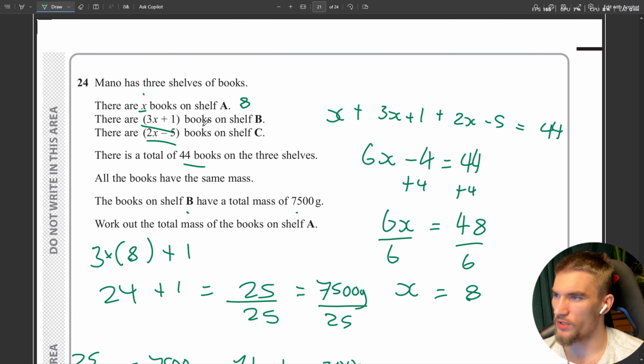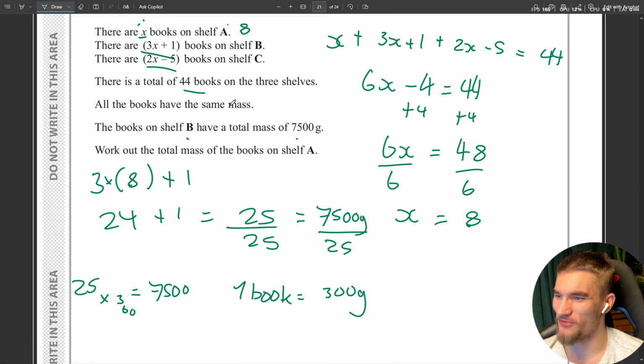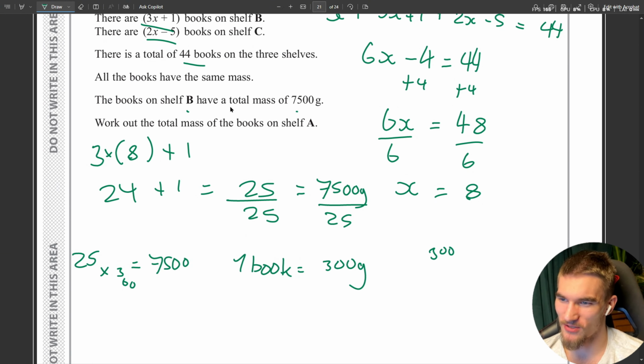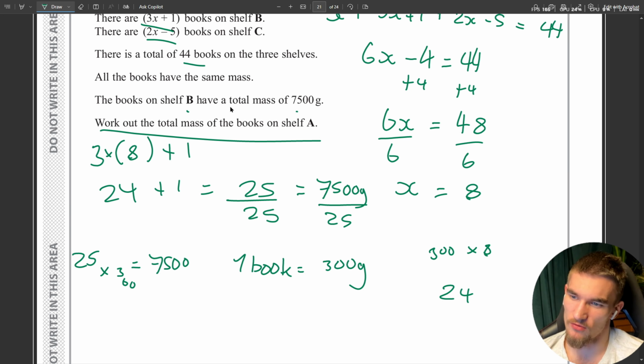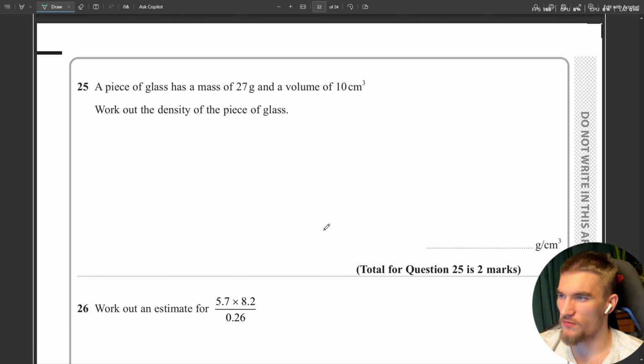And then we know we have 8 books on shelf A. So we're going to do 300 times 8 to figure out the total mass of books on shelf A. So 3 times 8 is 24, and then add the 2 zeros, so it must be 2,400 grams. Bingo!